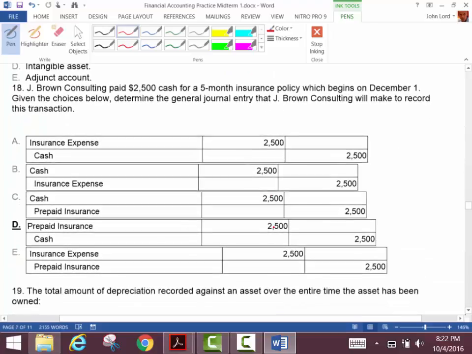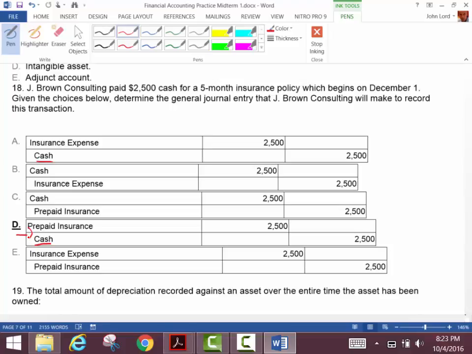18. J. Brown Consulting paid $2,500 cash for a 5-month insurance policy which began on December 1st. Given the choices below, determine the general journal entry that Brown would make to record the transaction. Well, we know it's going to be a credit to cash, isn't it? And since it's at December 1st, none of that has expired yet. We're going to debit prepaid insurance. We're going to credit the cash, right?